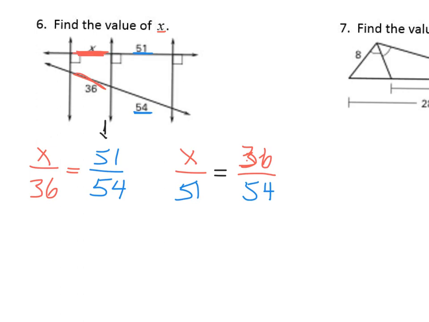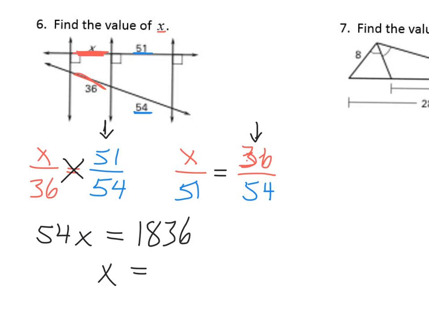As I said, if you want to, you can try to reduce these ratios to make it a little bit easier when you cross multiply. Really doesn't matter. Either way, I'm going to end up with the same solution. So it looks like I end up with 54x is going to equal 1,836, and then when I divide by 54, it looks like x equals 34.